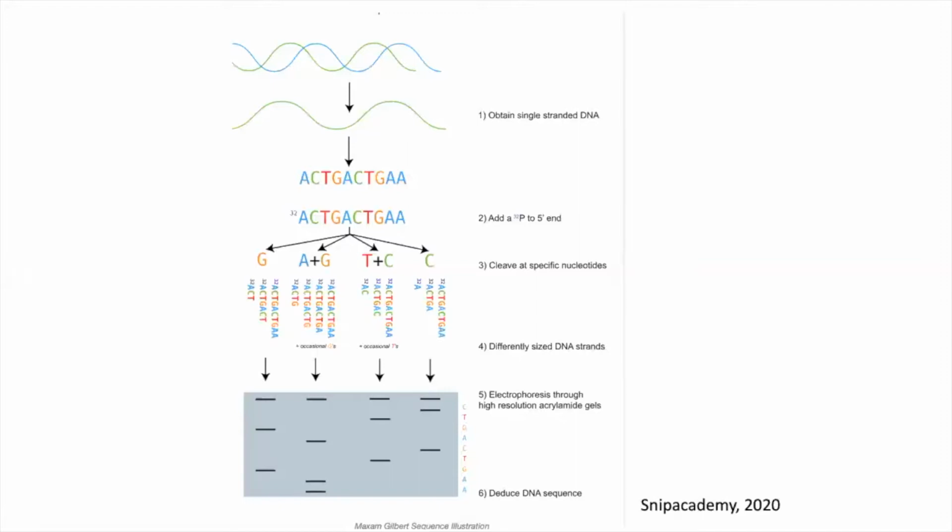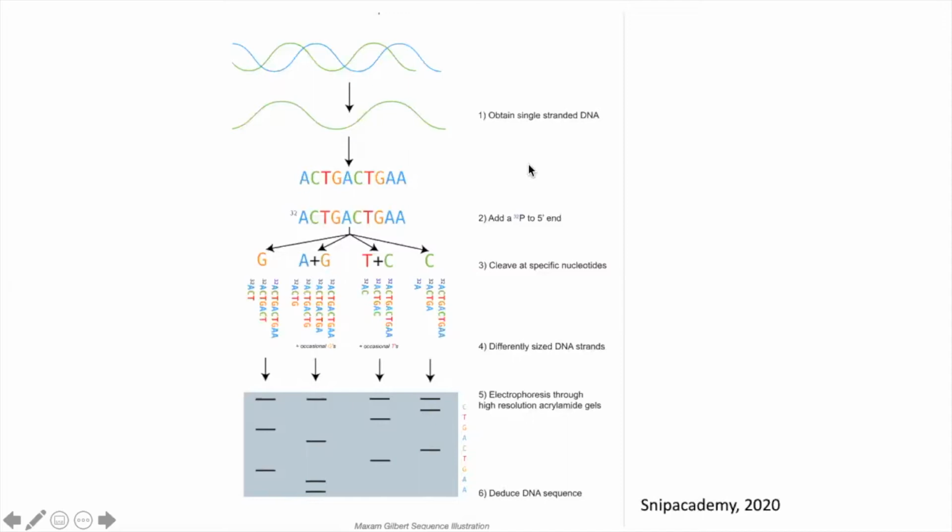Using polyacrylamide gels and separating these fragments by size, the sequence of the molecule can be determined. This method has the ability to sequence 100 bases of DNA. These are the steps for this method.